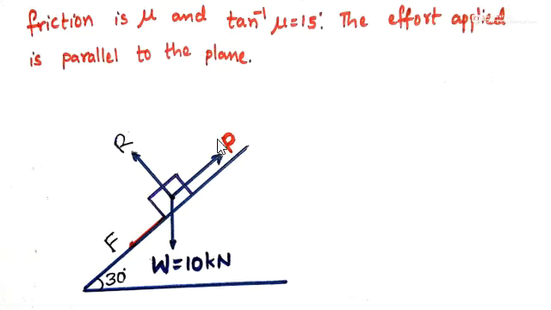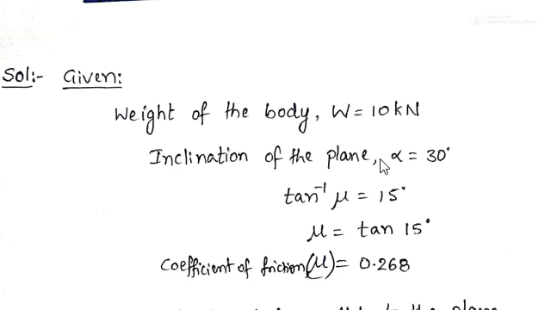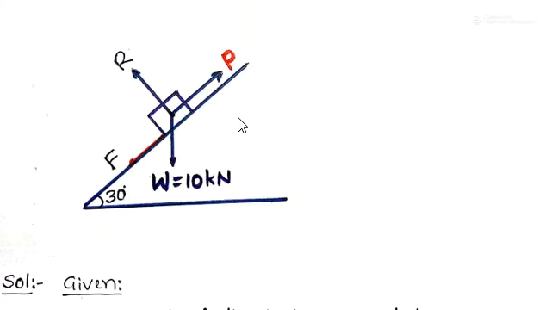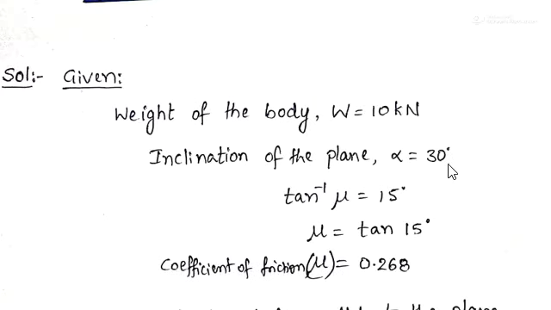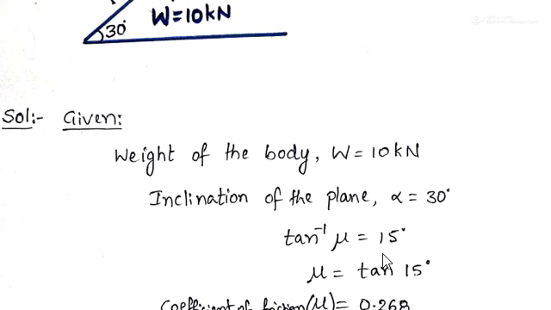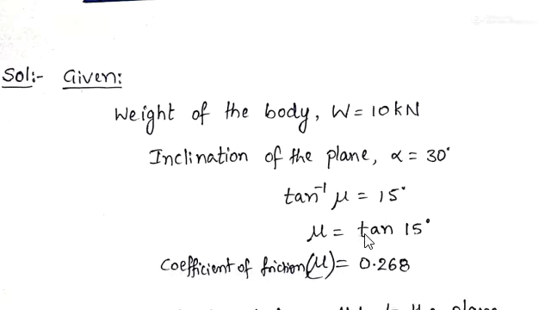So here we have to find out the effort which is applied parallel to the inclined surface. So that effort value we have to find out here, means here we have to find out this P. So let us see this given information. Weight of the body is given. Let us take W as 10 kilonewtons, and inclination of the plane with the horizontal is given as 30 degrees. Let us take it as alpha, and tan inverse mu is given as 15 degrees. So mu will become tan 15, and this mu is nothing but the coefficient of friction, and that value is 0.268.